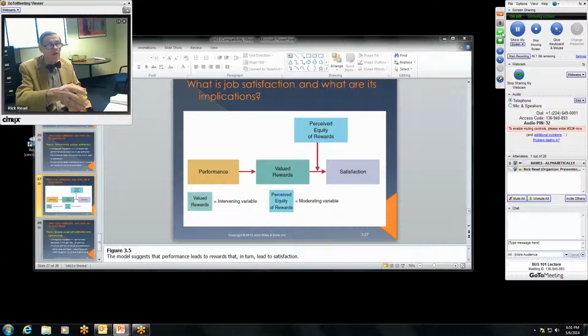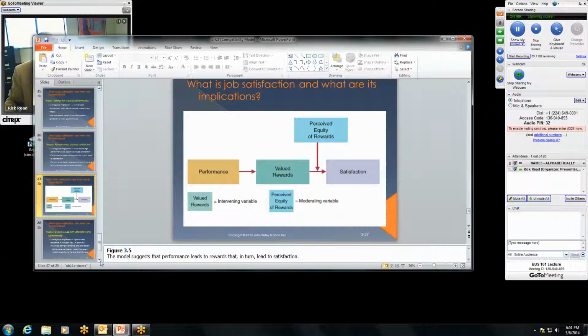Here we have down here intervening variables and moderating variables. We have performance on the left, value and rewards, and then satisfaction. But between the valued rewards and satisfaction, we have perceived equity of the rewards. So that's very important to think about.